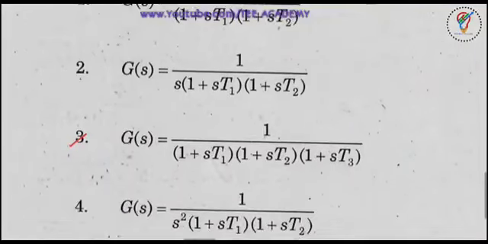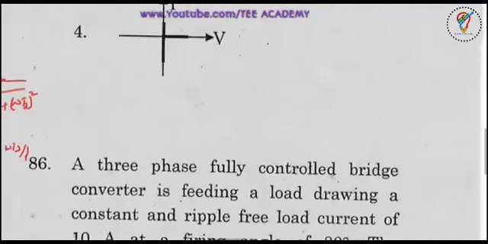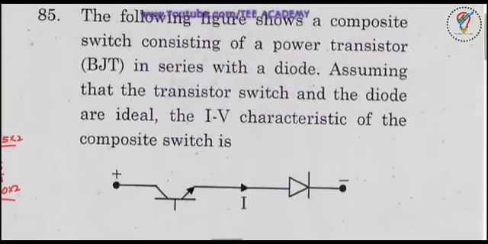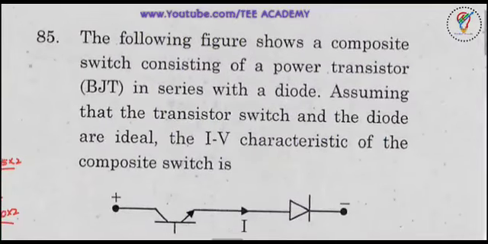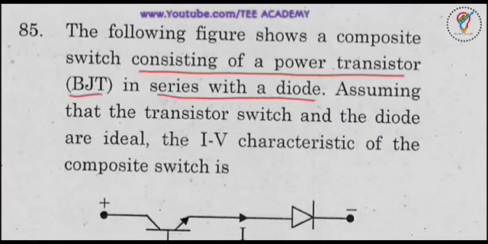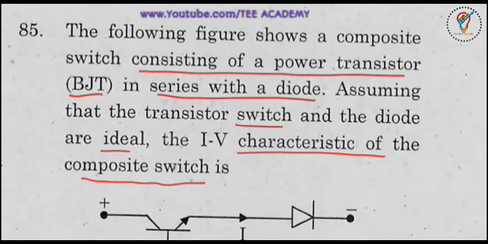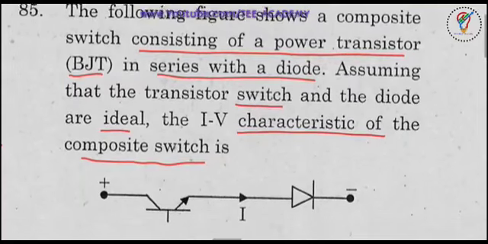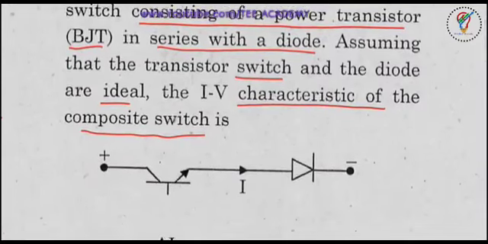Now the question shifts from control systems to power electronics. The following figure shows a composite switch consisting of a power transistor BJT in series with a diode. Assuming that the transistor switch and the diode are ideal, we need to draw the IV characteristics, the current and voltage characteristics, of this switch.